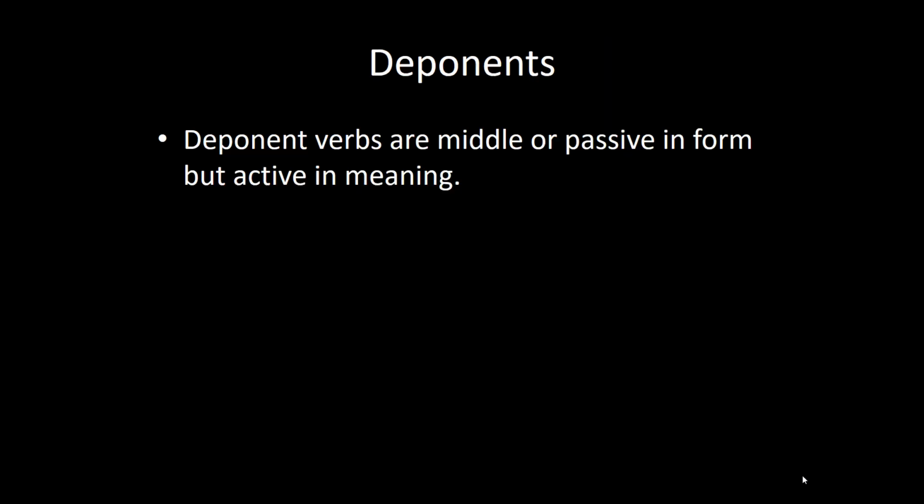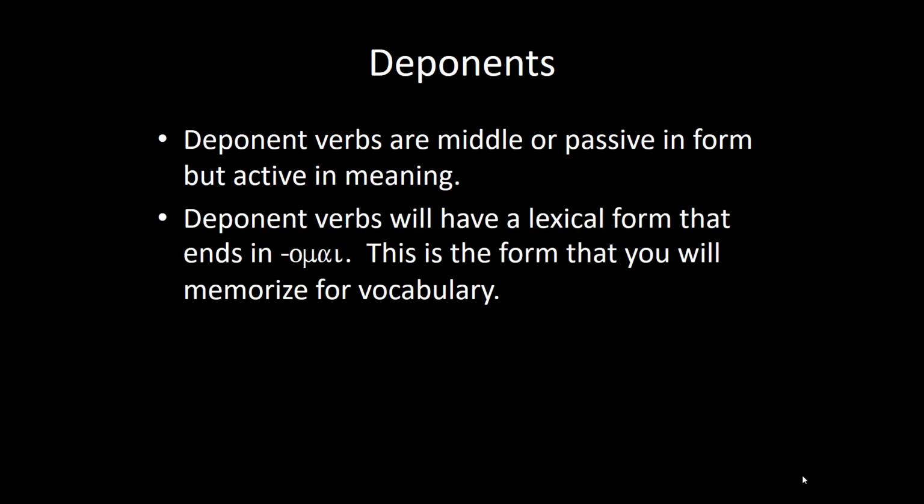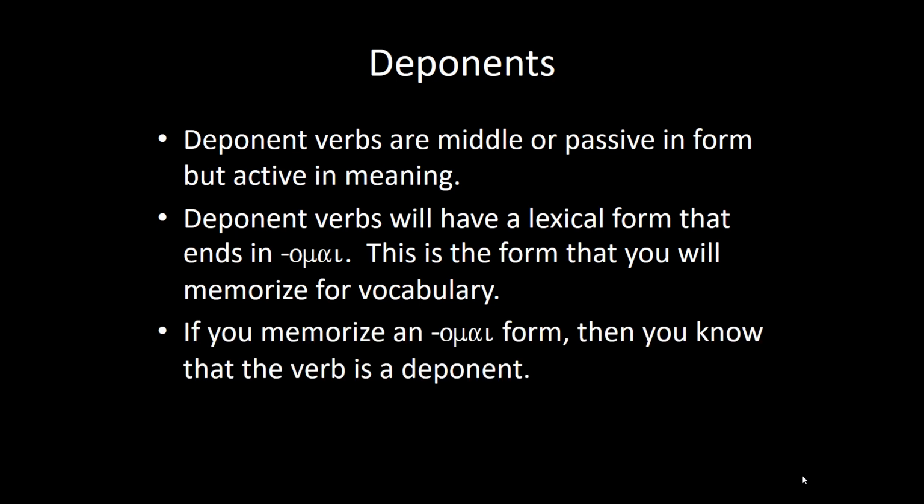We also talked about the concept of deponency. A deponent verb is a verb that's middle or passive in form, but active in meaning. The vocab form, the lexical form, is an omai form. If you memorize a vocab form and it's omai, then you know it's a deponent. So it's going to look middle or passive, but you translate it as if it were active.